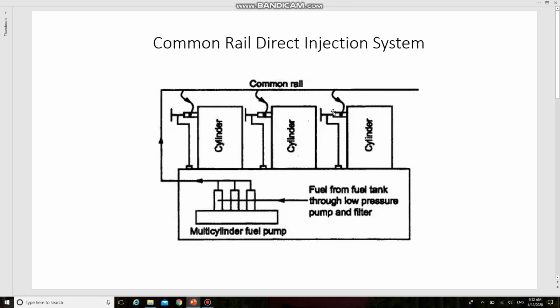The rail is fed by a high pressure multi-cylinder fuel pump. The injectors are activated by solenoid valves. Both the solenoid valves and the fuel pump are electronically controlled. The entire system is electronically controlled. In the common rail injection system, the injection pressure does not depend on the engine speed and load, so the control of injection parameters is easy. Usually, a pilot injection is introduced in order to reduce engine noise and emissions, maybe NOx emissions.